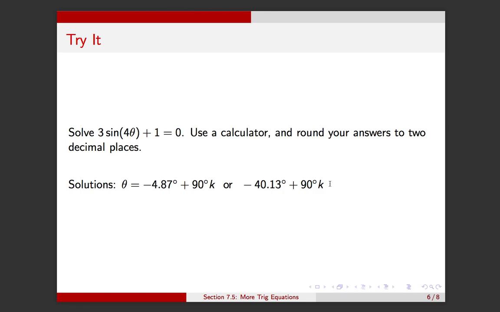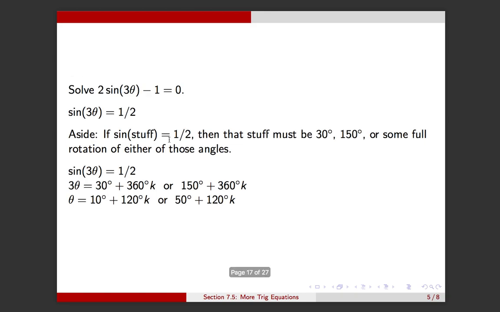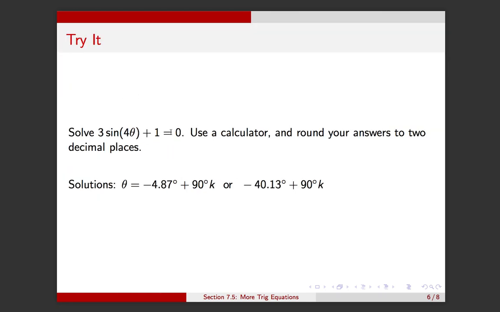Okay, so assuming you have paused the video and are now back, this equation becomes sine of 4 theta equals negative 1/3. You subtract the 1 over and divide by 3. So back up here we had plus a half because we added 1 over and divided by 2. Here we have negative 1 over 3. So sine of 4 theta equals negative 1/3. Well, negative 1/3 is not a friendly output for sine, which is why you have to use a calculator.